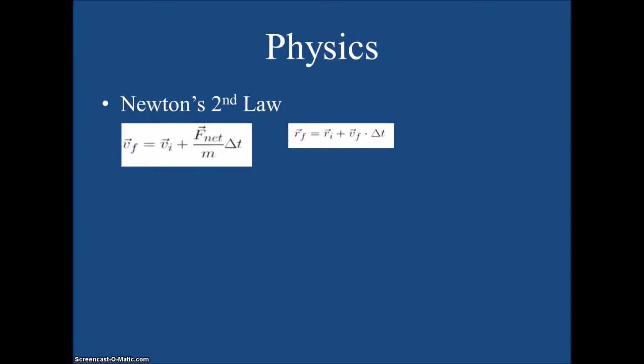This lab utilizes the fundamental principle of physics, which is Newton's second law. From this law, we are given two equations. The first equation relates the final velocity to the initial velocity. Having a net force on the object will cause the final velocity to differ from the initial velocity. In our case, the final velocity will be greater than the initial velocity.